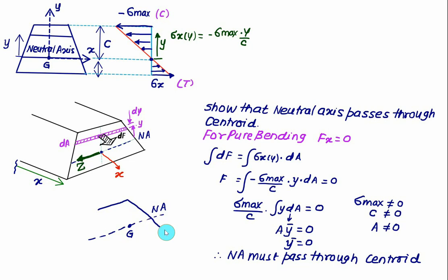So this is our cross section area, somewhat like this. This is our x-axis and we have the y-axis. Since we have set up our origin at the centroid, the value of y bar will be 0 as well as x bar is also 0. So this is just a proof that the neutral axis must pass through the center of gravity.